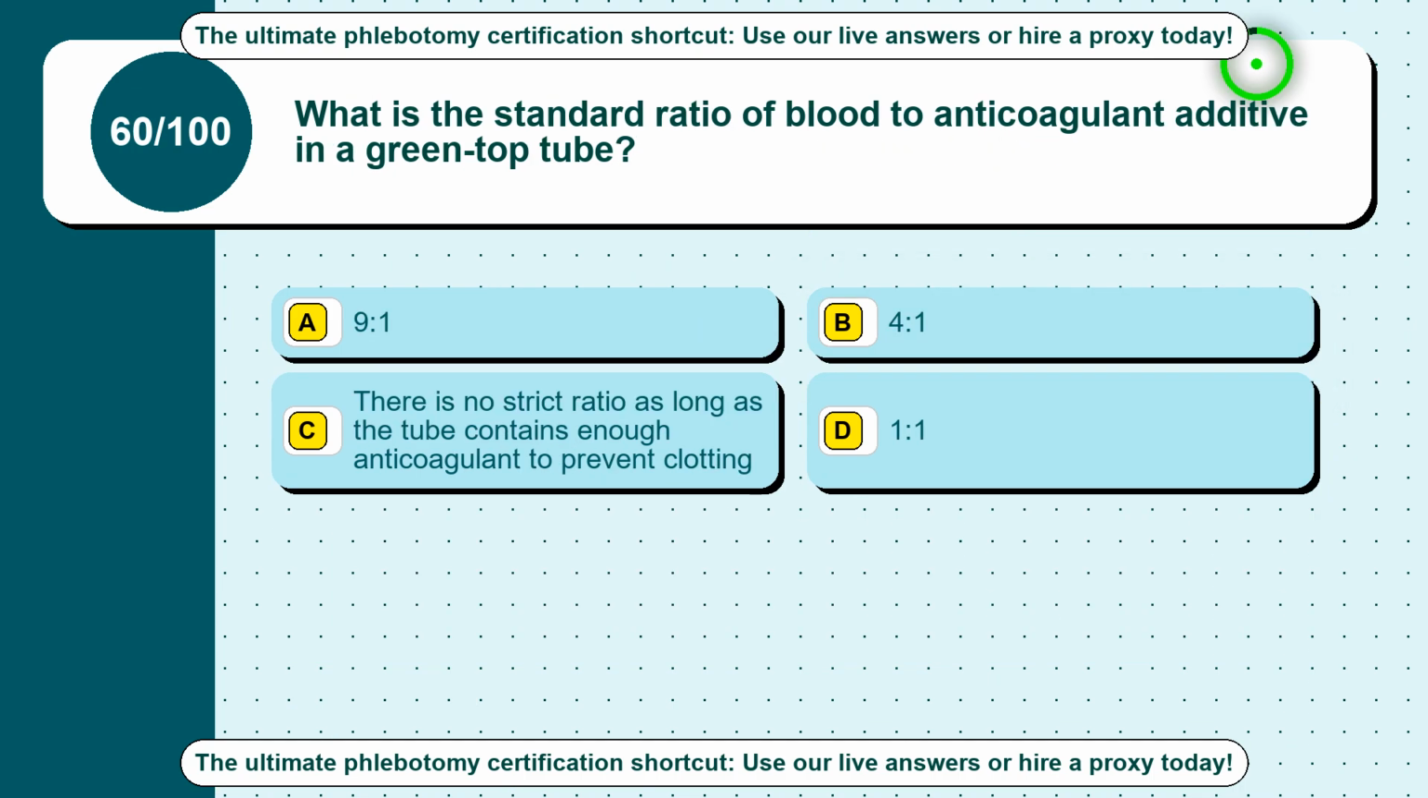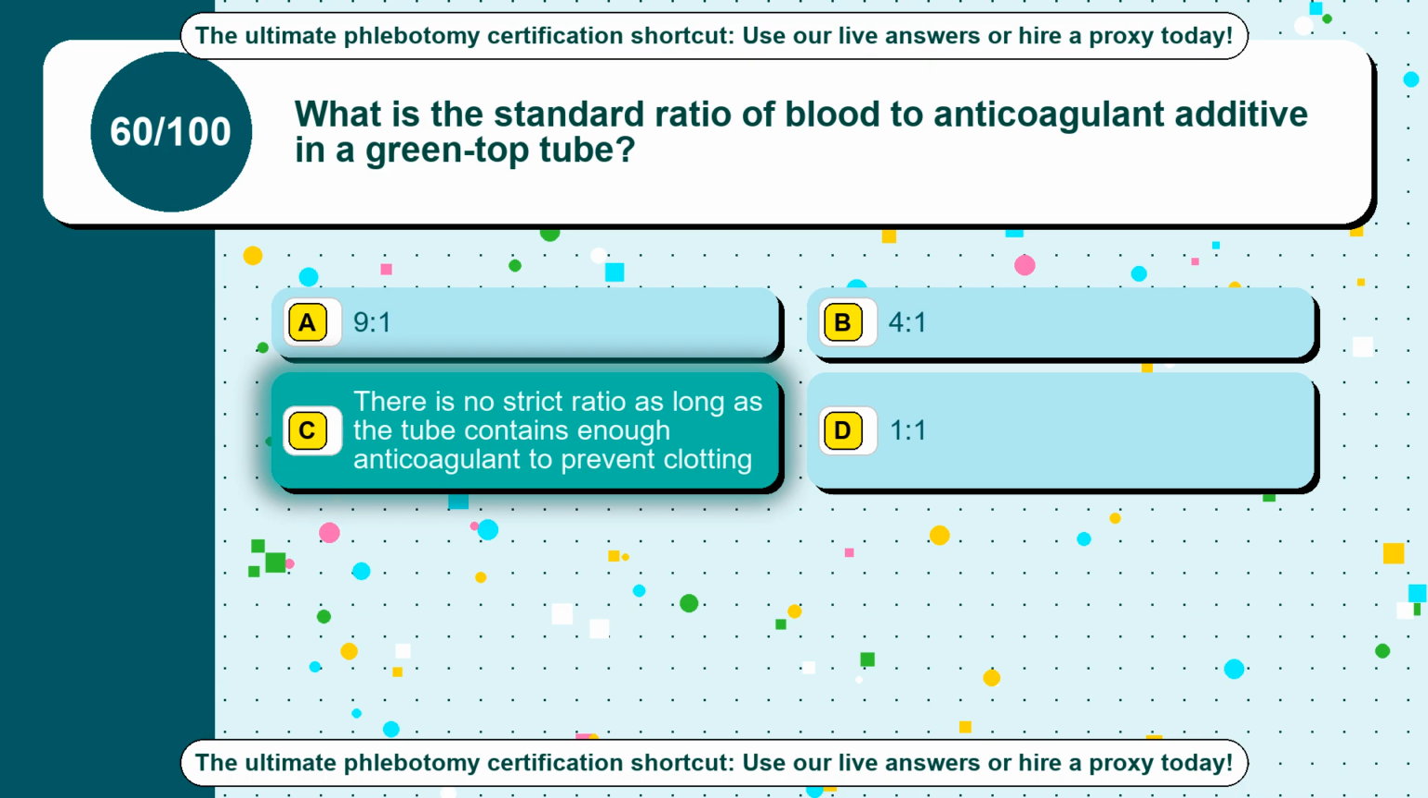Question 60. What is the standard ratio of blood to anticoagulant additive in a green top tube? Option A, 9:1. Option B, 4:1. Option C. There is no strict ratio as long as the tube contains enough anticoagulant to prevent clotting. Option D, 1:1. The correct answer is option C.